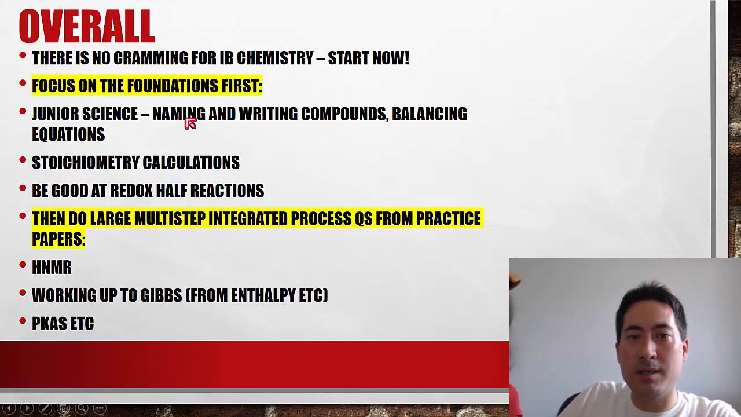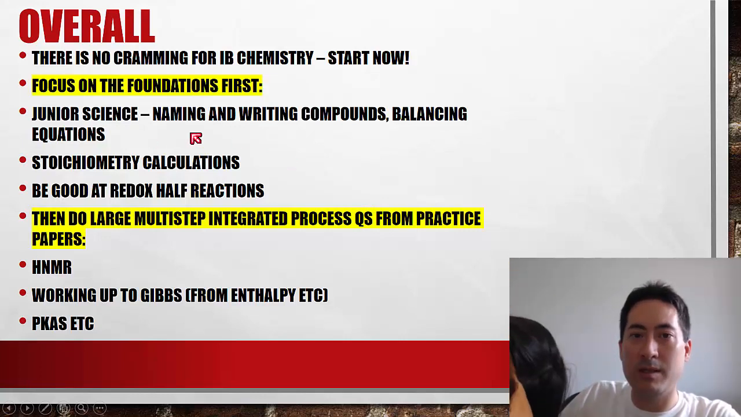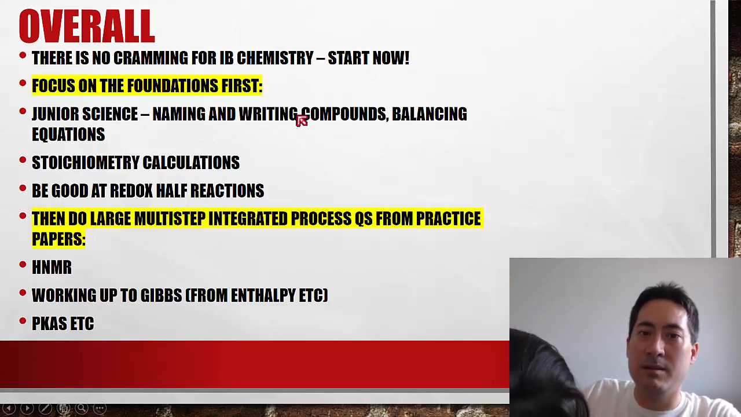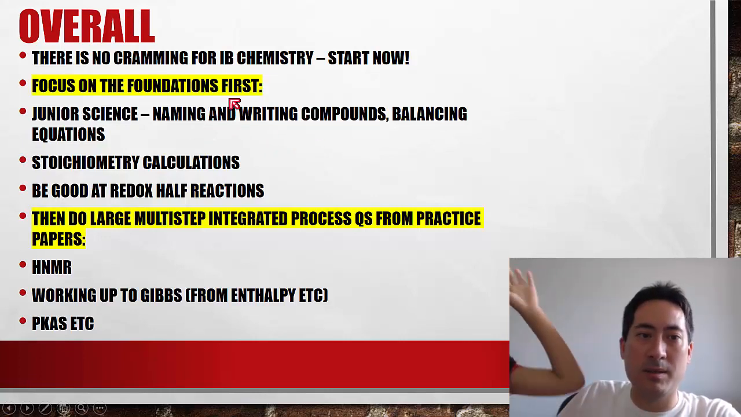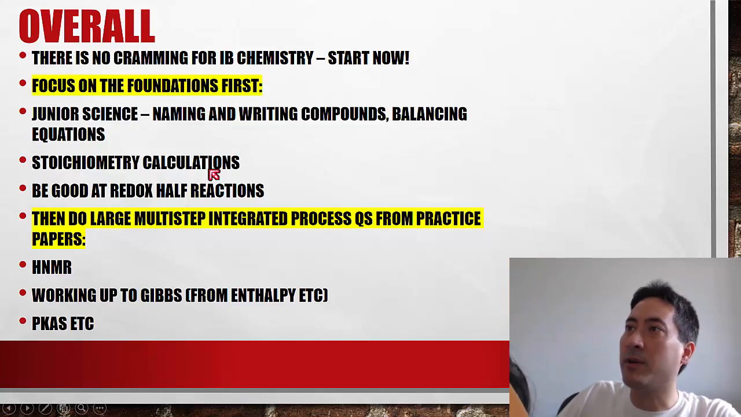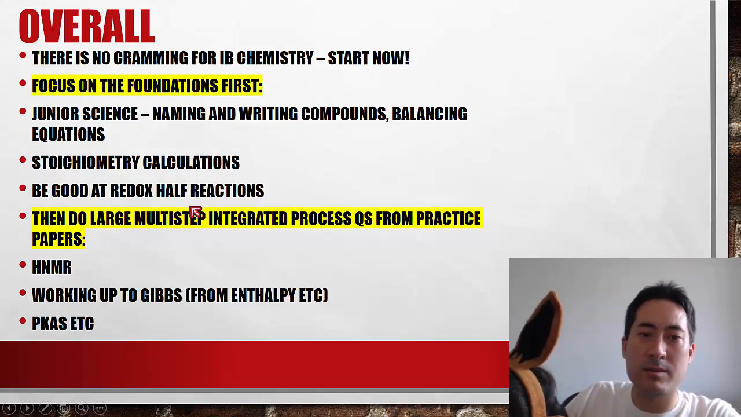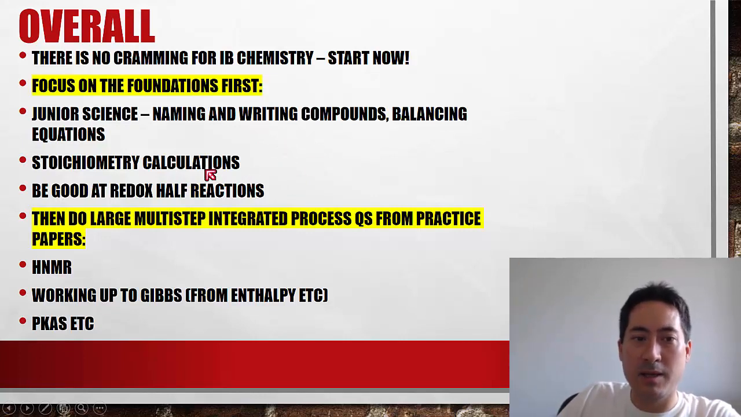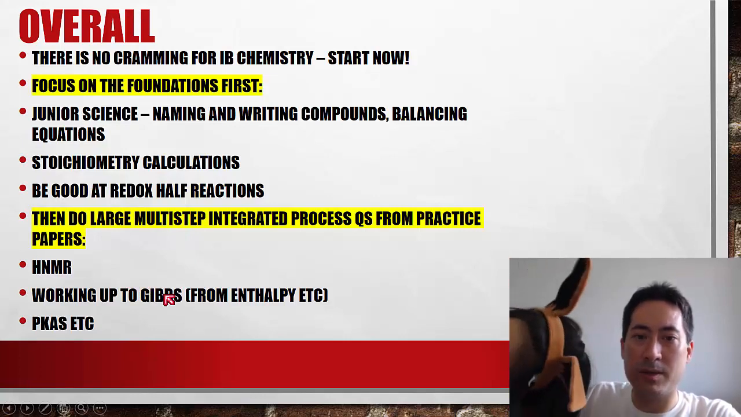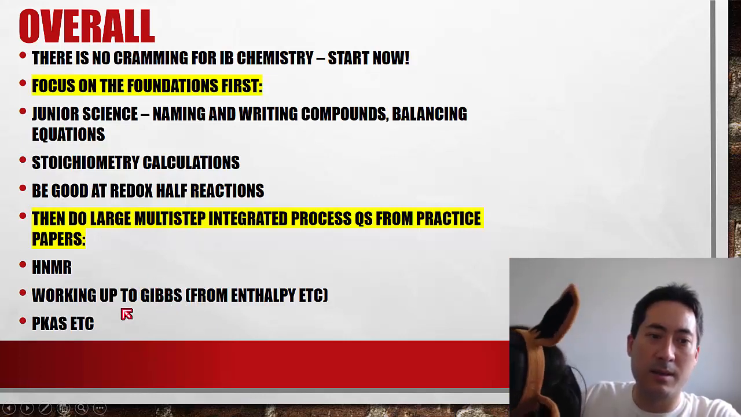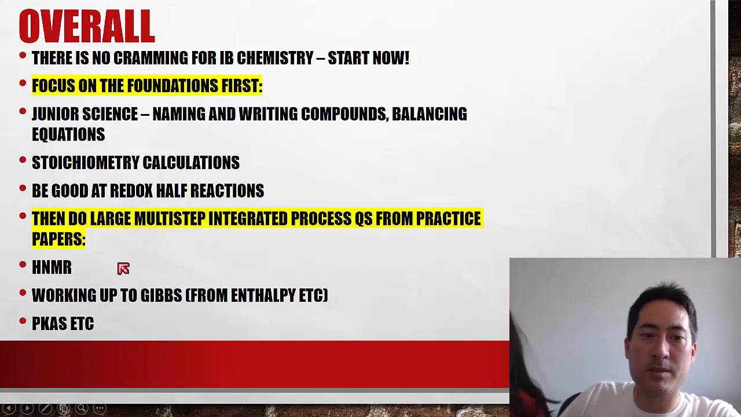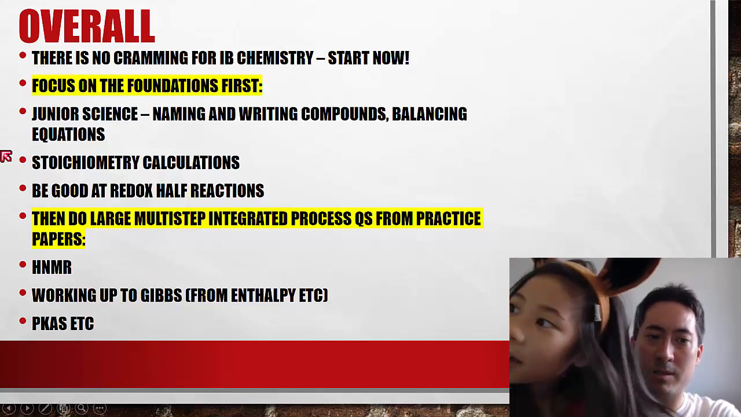Alright, and so if you didn't really learn how to name and write compounds and balance stuff, you're really going to get stung on this paper. So of course the main focus will be stoichiometry, and there were a lot of half reactions too, which tied in with that junior science a little bit as well. And they're very integrated questions. One question will cover many topics, so really try to get past papers and do integrated questions.